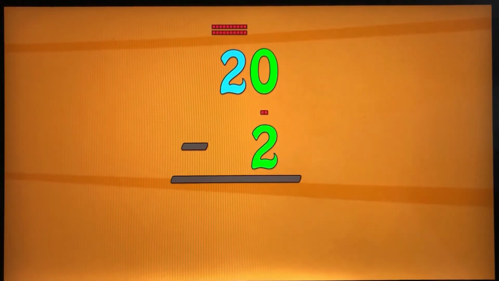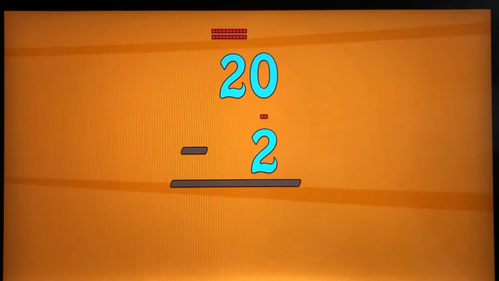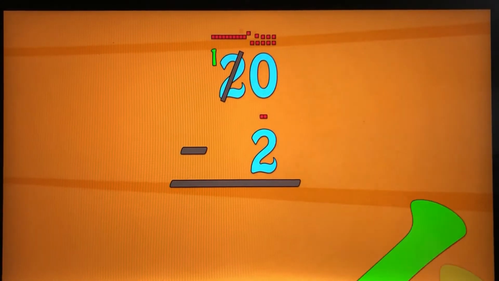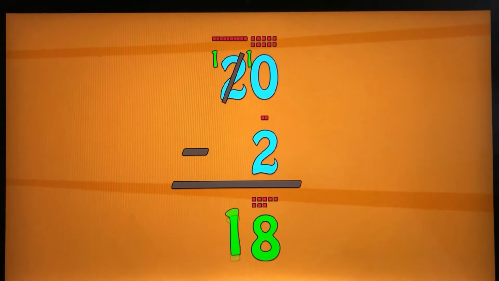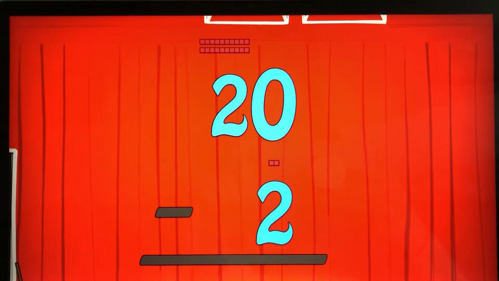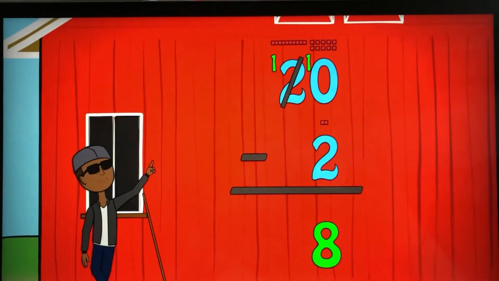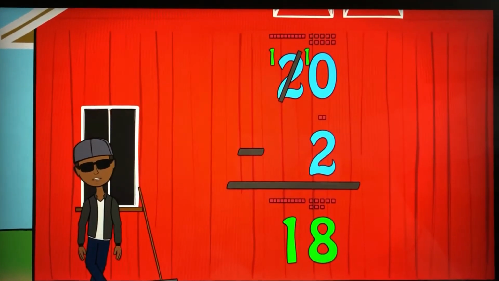0 minus 2, here's what to do, because the 0 is smaller than the 2. So we regroup a 10 into 10 ones. When the top number's smaller in subtraction, I say 0 minus 2, here's what to do, because the 0 is smaller than the 2. So we regroup a 10 into 10 ones.